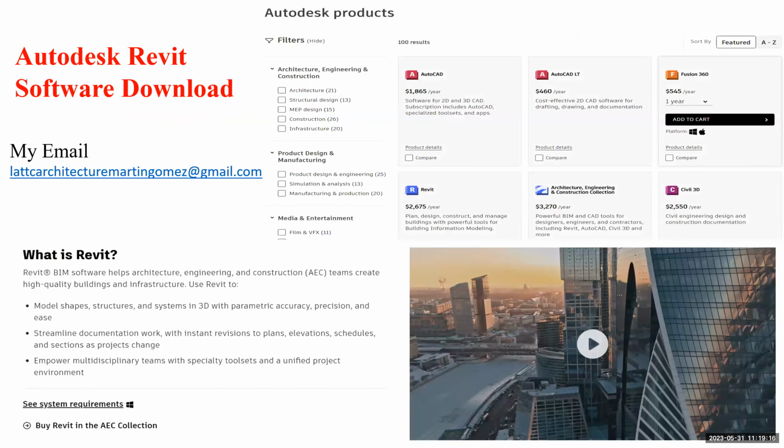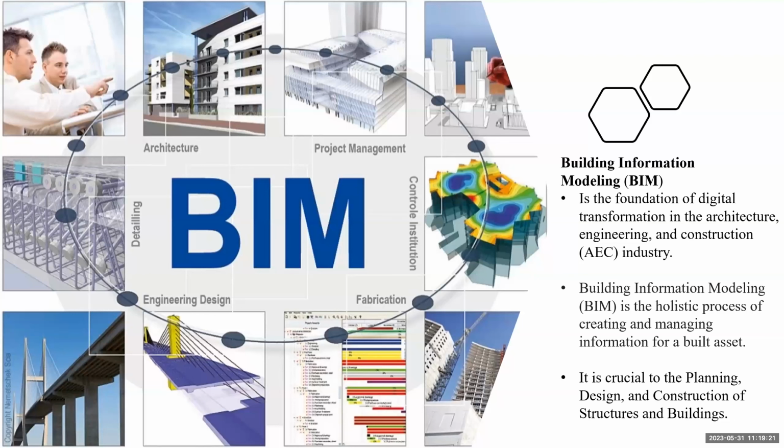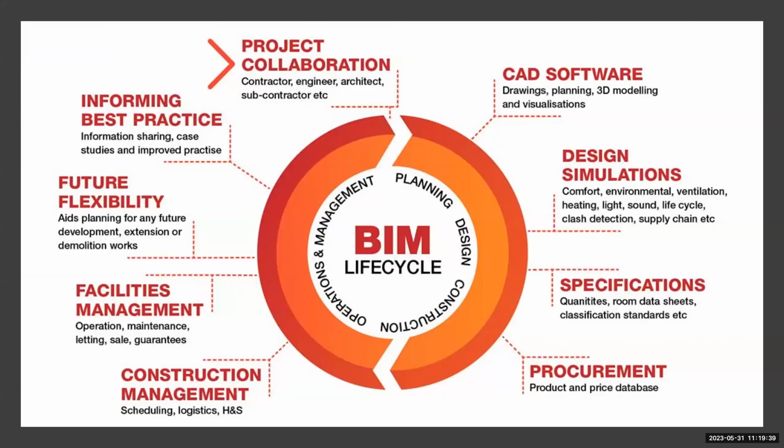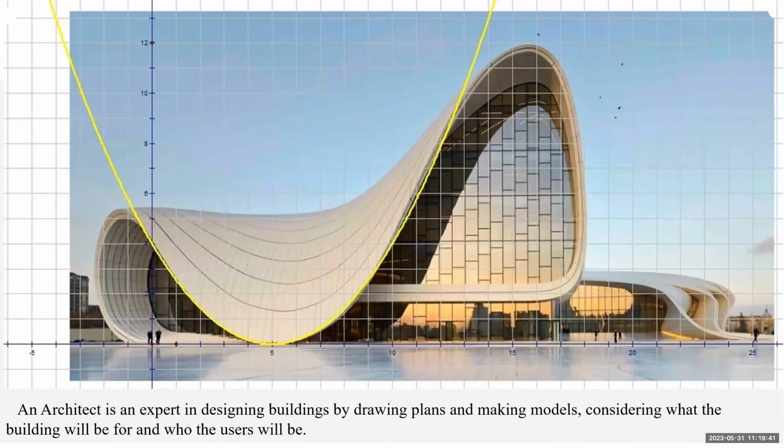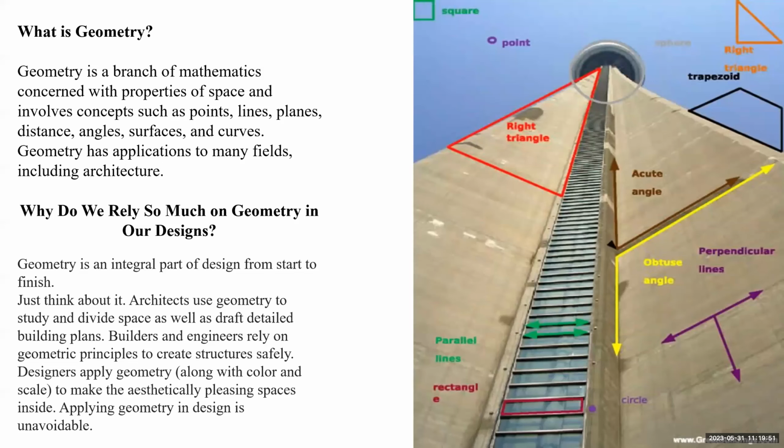So here's Autodesk Revit software that we have to download. Then here's BIM. BIM is a foundation of digital transformation in architecture, engineering, and construction. Building information modeling is a holistic process in creating and managing information for a built asset. Here's the process. An architect is an expert in designing buildings by drawing plans and making models, considering what the building will be for and who the user will be.